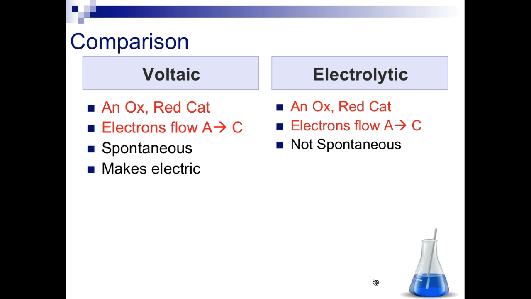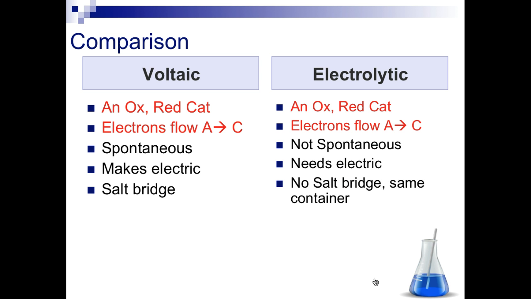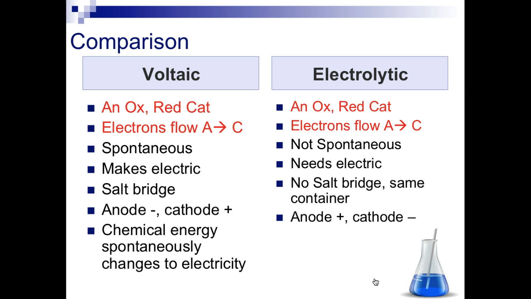Voltaic cells make electrical current. Electrolytic cells need electricity in order to work. Voltaic cells have a salt bridge. Electrolytic cells don't have a salt bridge, and the cathode and anode are in the same container. The anode is negative and the cathode is positive in a voltaic cell, and in an electrolytic cell, the anode is positive and the cathode is negative.